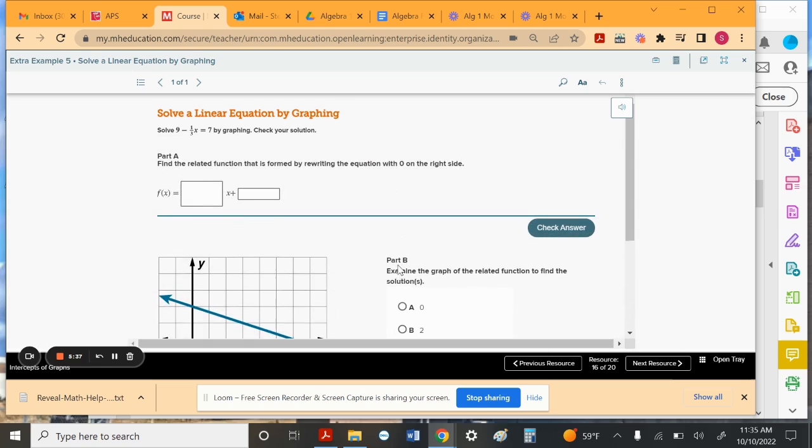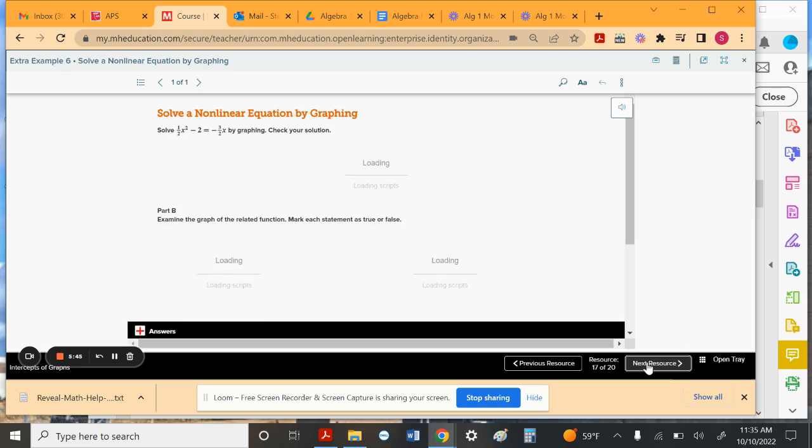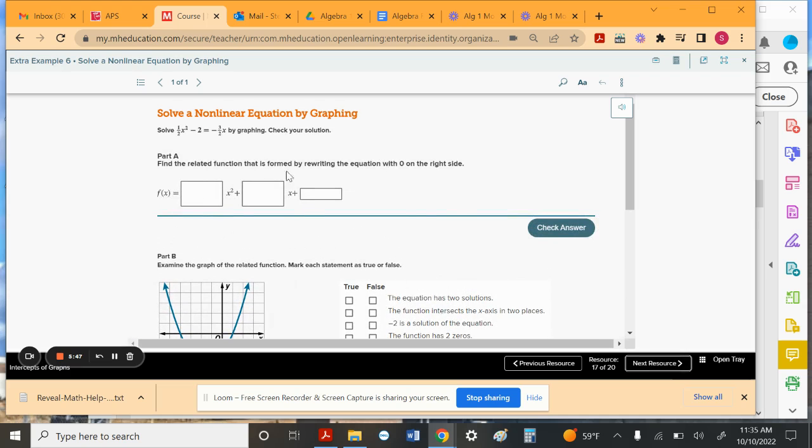Okay, so the next one is a little bit harder. On the next one, what I'm going to ask you to do is not to graph it by hand, but to graph it on Desmos. So we're going to start using some Desmos. We're going to figure it out. But before we do that, we have to move everything to one side.